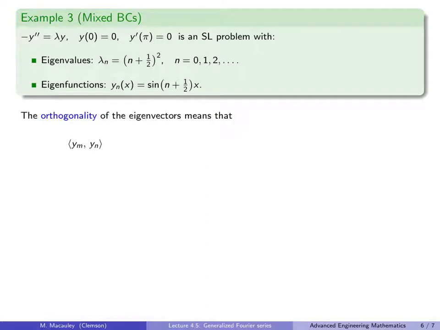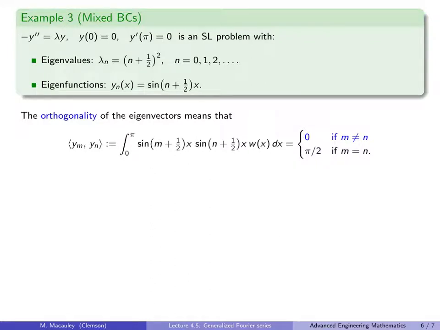The orthogonality of the eigenvectors means that if you take any two of these, say ym and yn, and take their inner product, that by definition is the integral from 0 to pi of sine of m plus 1/2 x times sine of n plus 1/2 x times the weighting function w of x dx. The weighting function, of course, is 1. Let me just clarify that there's parentheses around here. And that's equal to 0 if m and n are different, and that's guaranteed. You don't even need to check that. That's guaranteed by that main theorem of Sturm-Liouville theory.